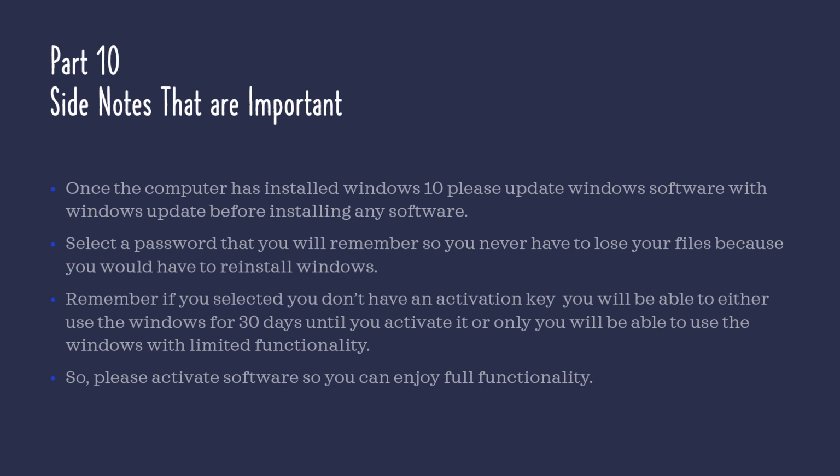Part 10. Side notes that are important. Once the computer has installed Windows 10, please update Windows software with Windows Update before installing any software. Select a password that you will remember so you never have to lose your files because you would have to reinstall Windows. Remember, if you select that you don't have an activation key, you will be able to either use Windows for 10 days until you activate it, or you will only be able to use Windows with limited functionality. So please activate the software so you can enjoy full functionality.